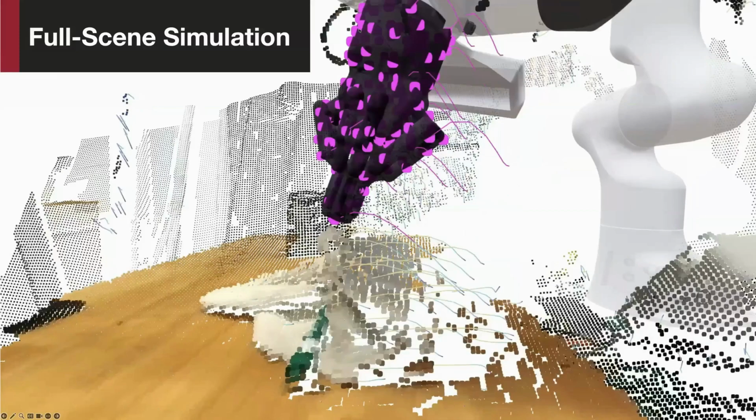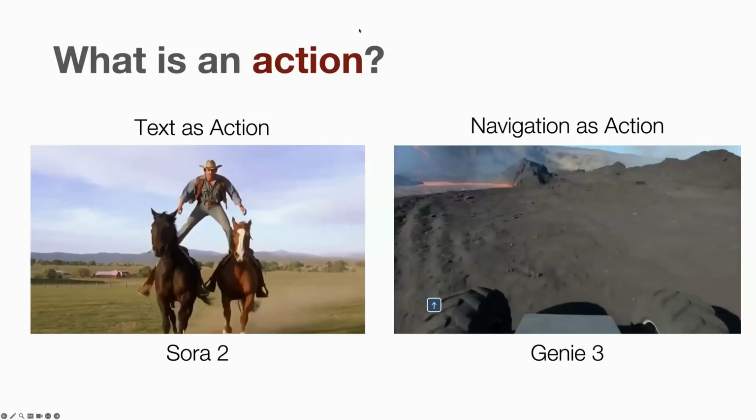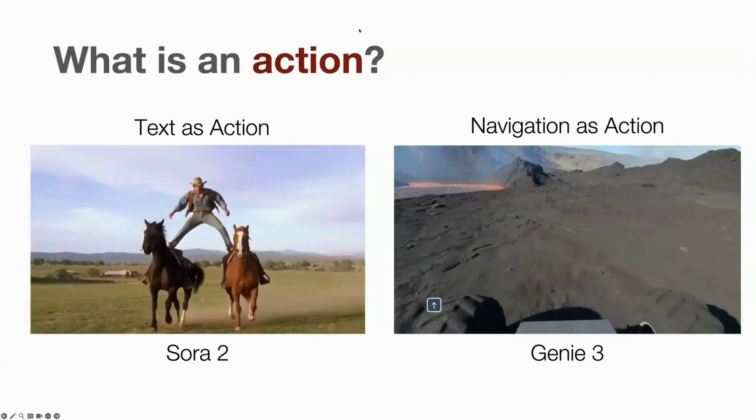And then the output we want from these inputs is a full scene simulation of what will happen in the scene by responding to the robot actions for that particular robot embodiment and for that particular scene. So what is really an action? When we talk about action here.